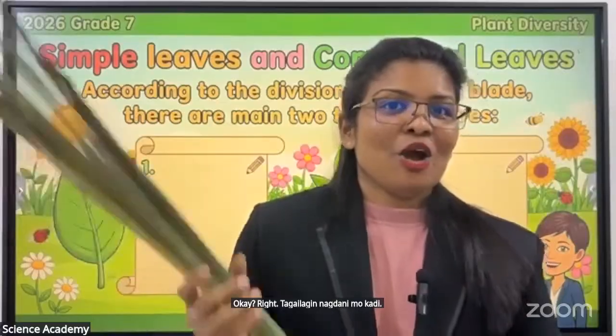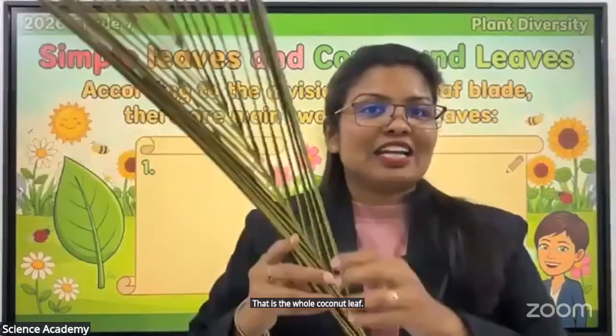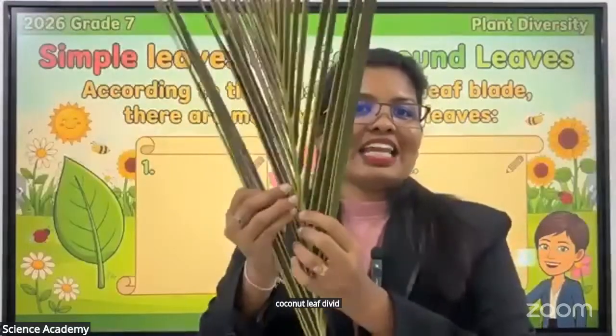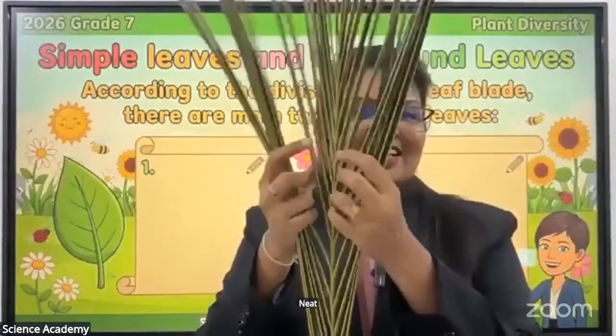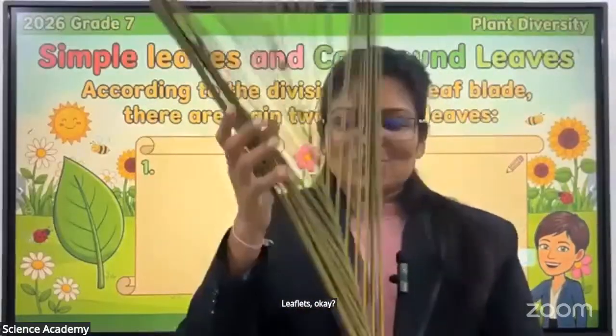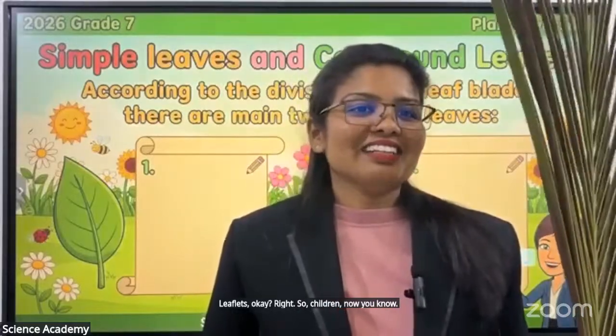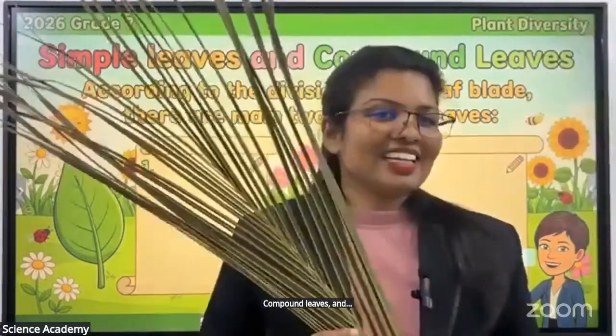That is the whole coconut leaf. Coconut leaf divided into leaflets. Okay? Right. So children, now you know compound leaves and simple leaves.